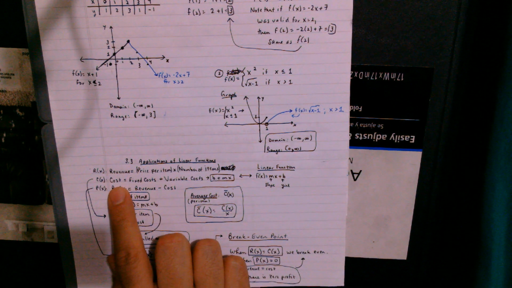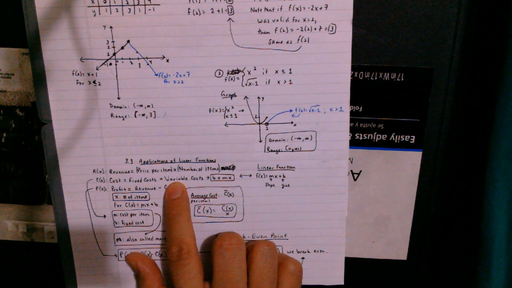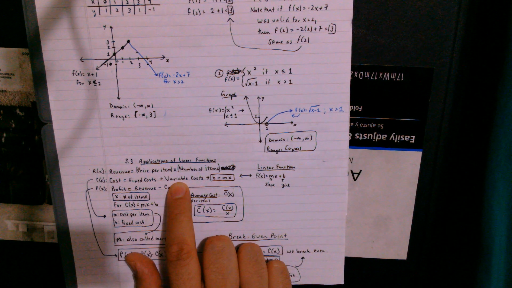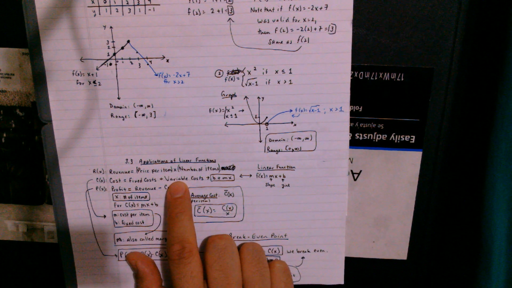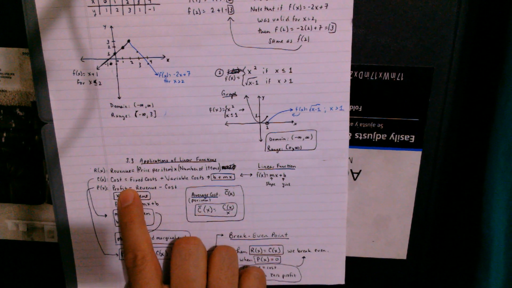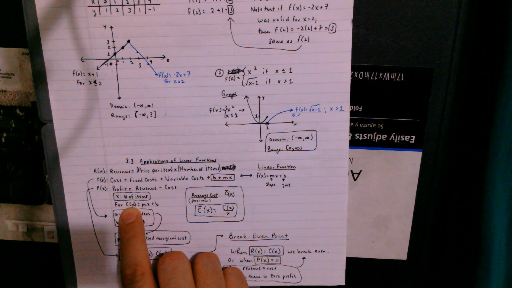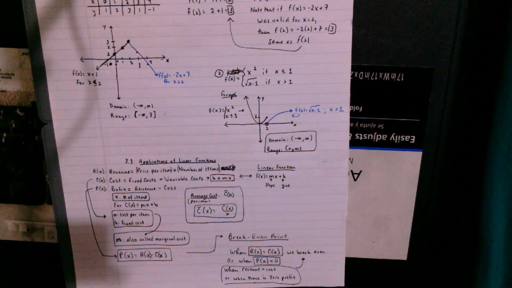The cost to make it is some kind of fixed cost at the beginning plus some kind of variable cost. Now, this variable cost essentially would be how many you make times how much it costs to make each one. The profit is the revenue minus the cost. X is the number of items, and the cost would be some mx plus b, or some b plus mx.